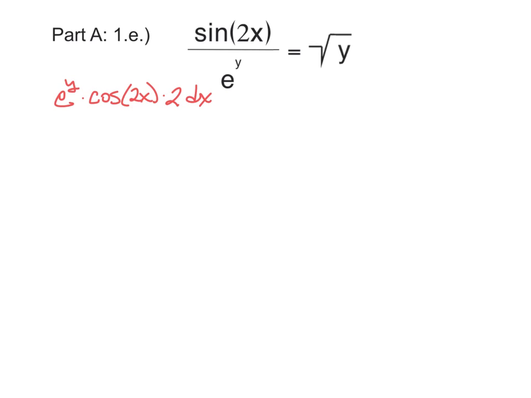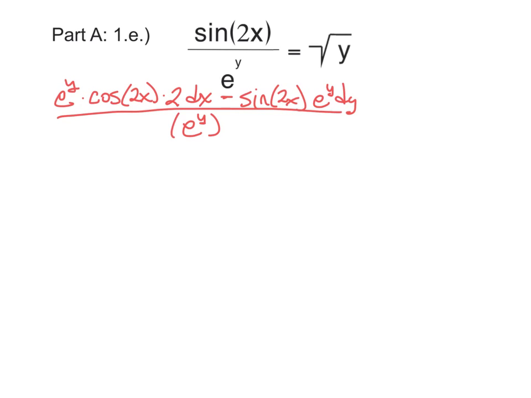So that's low d high minus high d low. Be to the y, dy, over the square of what's below, e to the y squared. On the right-hand side, we have that square root of y, which is y to the 1/2, and we can use power rule, 1/2 y to the negative 1/2 dy. That's all of the calculus that we have to do.